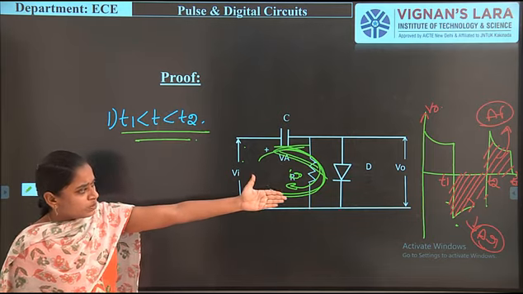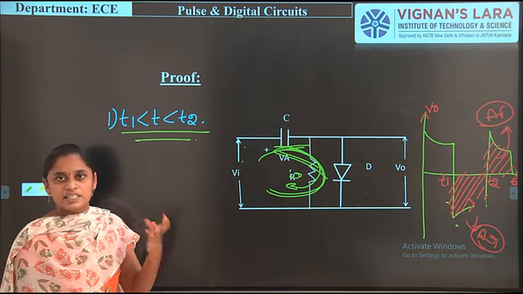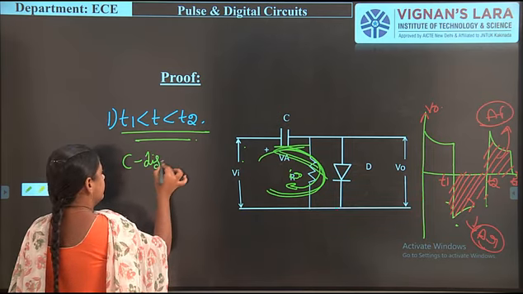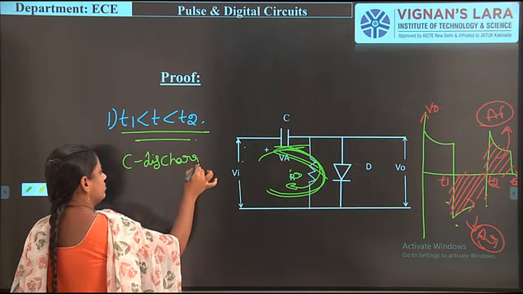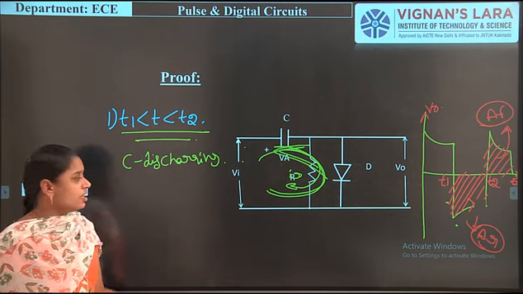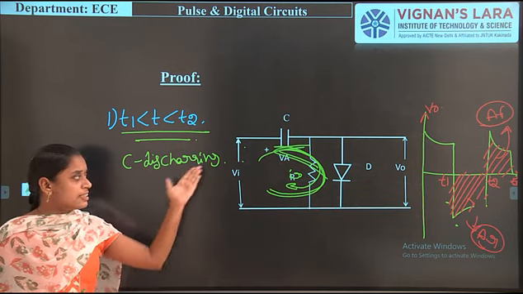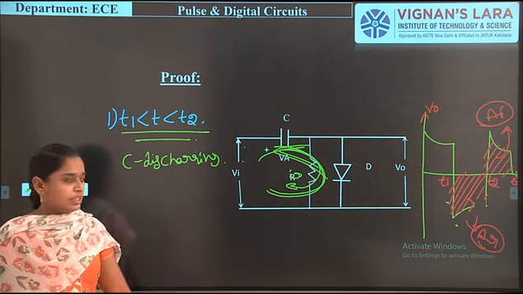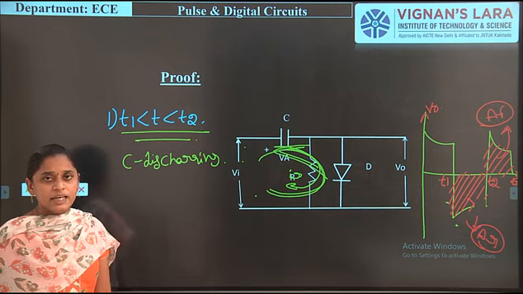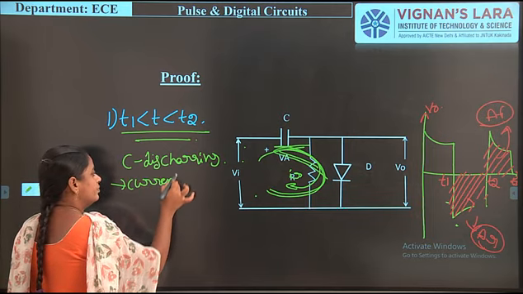From the output waveform we know that the capacitor starts discharging. So in this time the capacitor starts discharging, and the current flowing through the circuit is known as IR. At the same time the current is noted as IR.